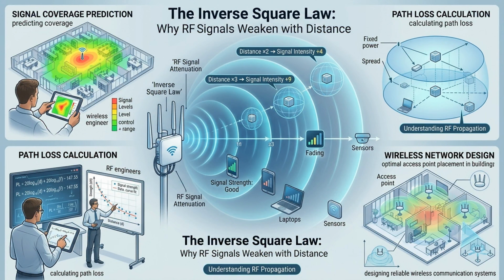In essence, the inverse square law is a fundamental principle that explains how RF signals weaken as they travel through space. Understanding this relationship is essential for predicting signal coverage, calculating path loss, and designing reliable wireless communication systems.